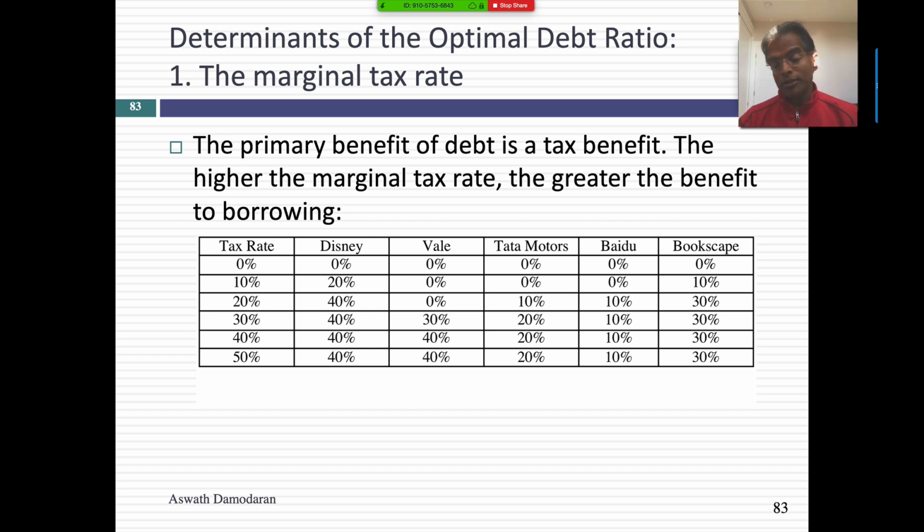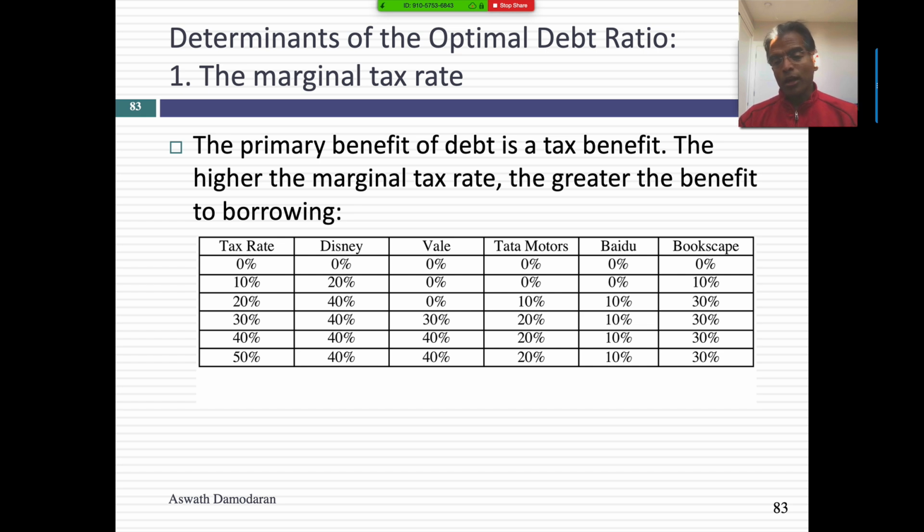Well, here's one easy answer. Depends on your tax rate. Remember, the biggest and really the only substantial benefit of debt is a tax benefit. I took all 5 of my companies, kept every number as is, and just lowered my marginal tax rate. Or raised it in some cases, 0 to 50%. At a 50% tax rate, basically I get pretty high optimal debt ratio. In fact, Vale's optimal jumped from 30 to 40%. But at a 0% tax rate, look at what happens to the optimal debt ratio for every company. For every company, the optimal debt ratio is 0%.